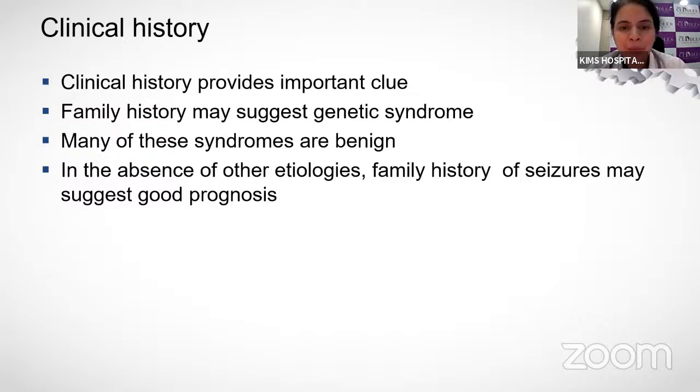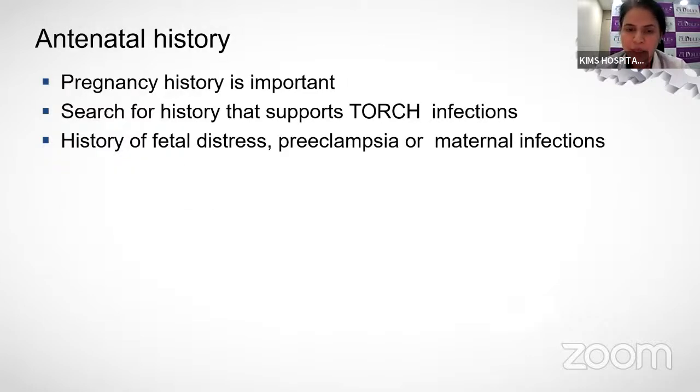The presence of family history of seizures may suggest an underlying genetic epilepsy syndrome, and some of these syndromes are likely to be benign and may not always indicate a uniformly poor neurological prognosis. And in the absence of all other etiology, family history of seizures may actually suggest a relatively good prognosis.